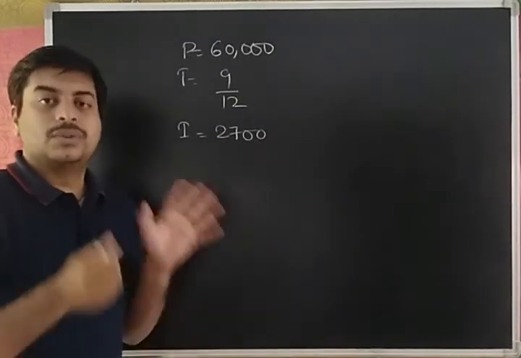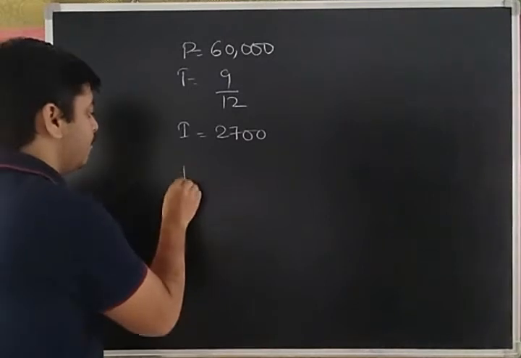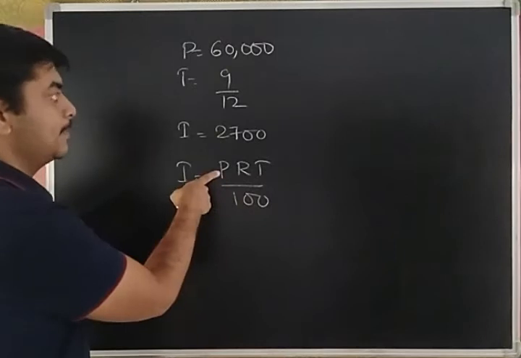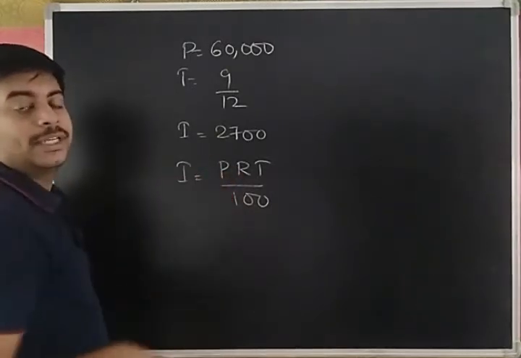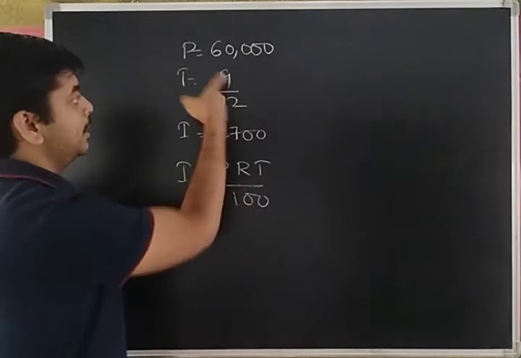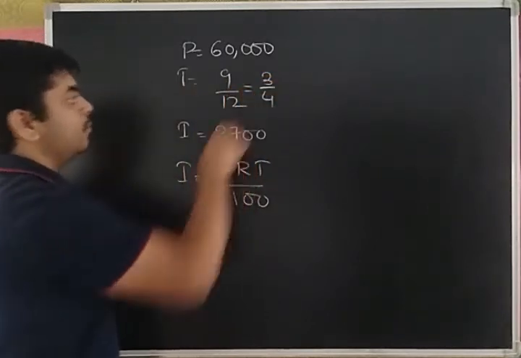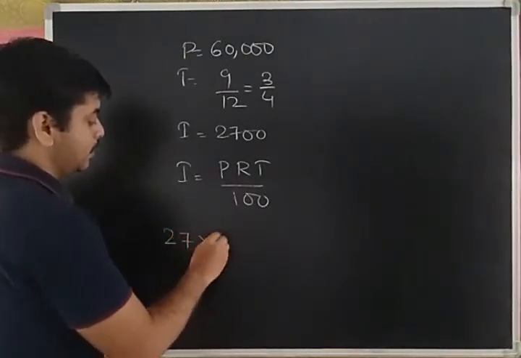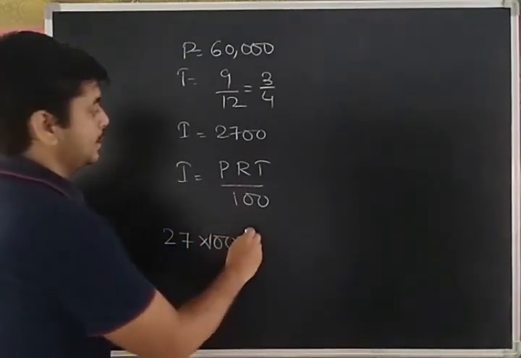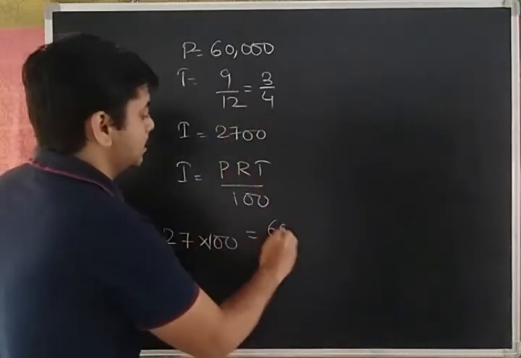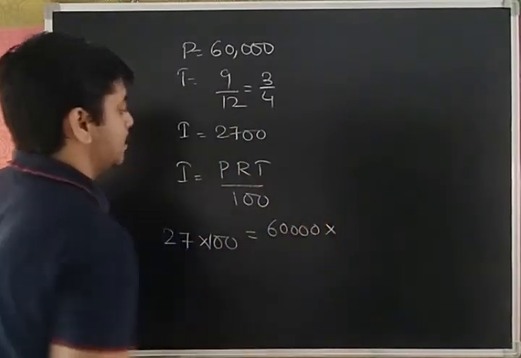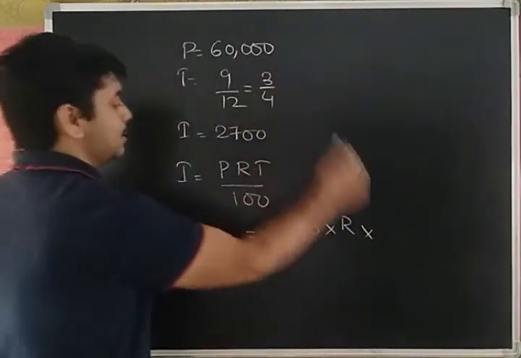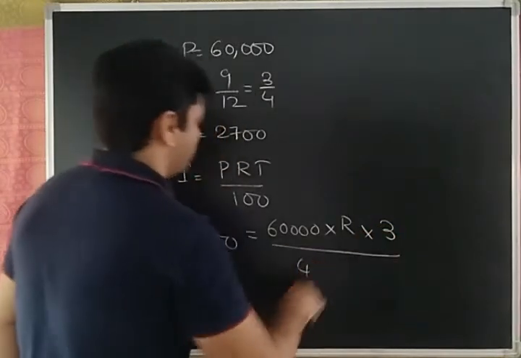Find the interest rate. So what is given for us? We have interest is equal to PRT by 100. Do we have principal? Yes. Do we have rate of interest? No. That's what we need to find. And time period is also given, 9 by 12 or 3 by 4. So interest is 2700. I'm writing it as 27 into 100 is equal to principal 60,000 into rate of interest we need to find into time 3 by 4 years.